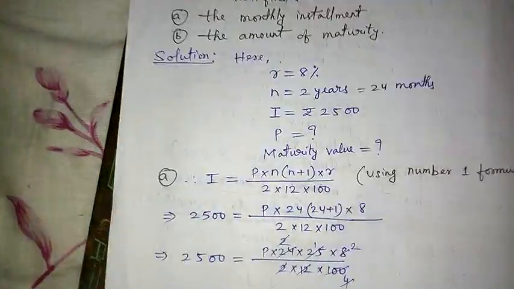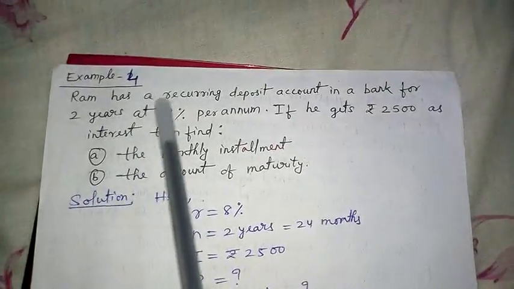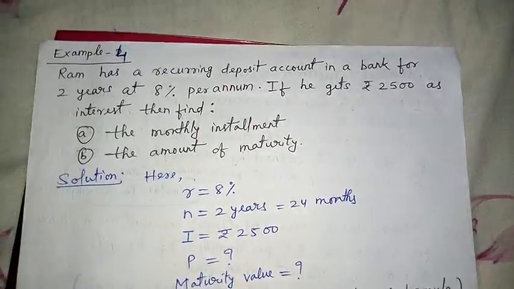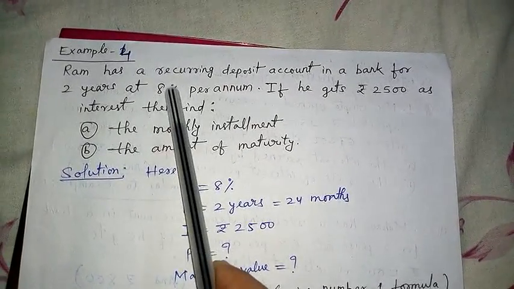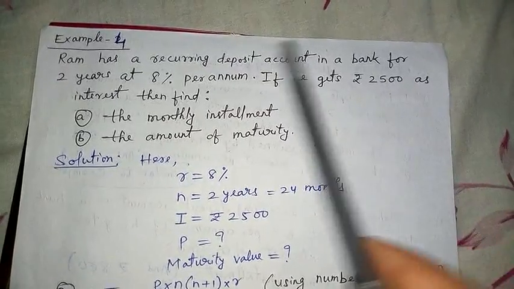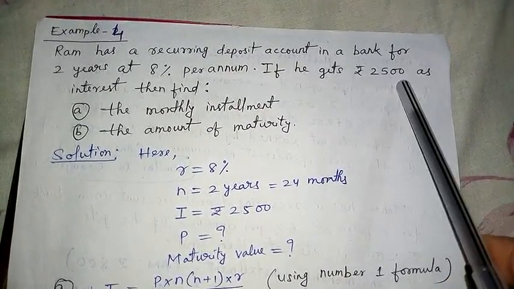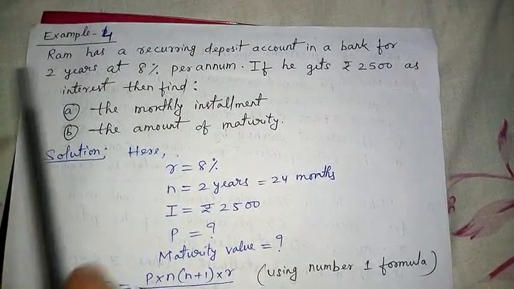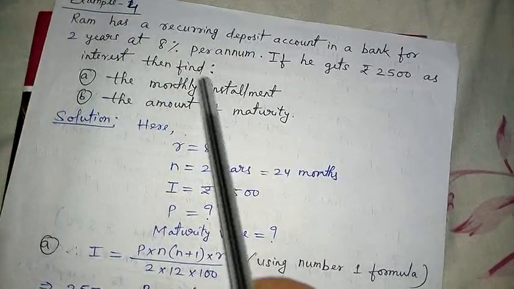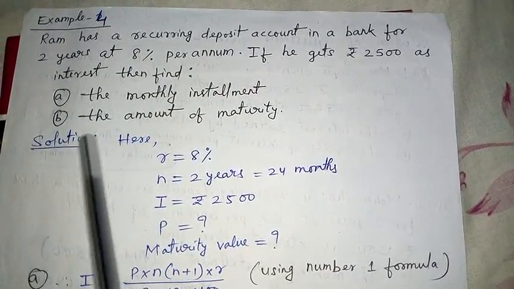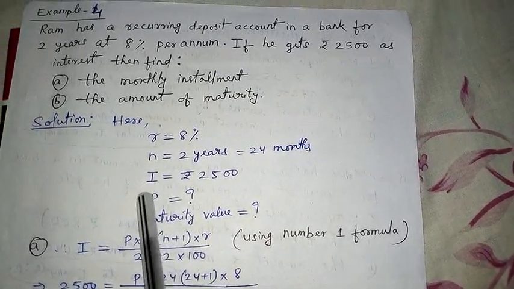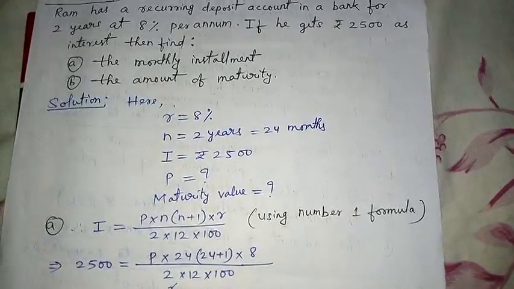Next question I have here. Now in this question, Ram has a recurring deposit account for 2 years at R given here as 8%. He gets rupees 2500 as interest. This is interest, this is rate, this is N, that is 24 months. Number 1, find the monthly installment. That means you have to find P. P is called monthly installment, and the amount on maturity, the matured value. So R is given, N is given, and I is given. P and maturity value are our question marks.